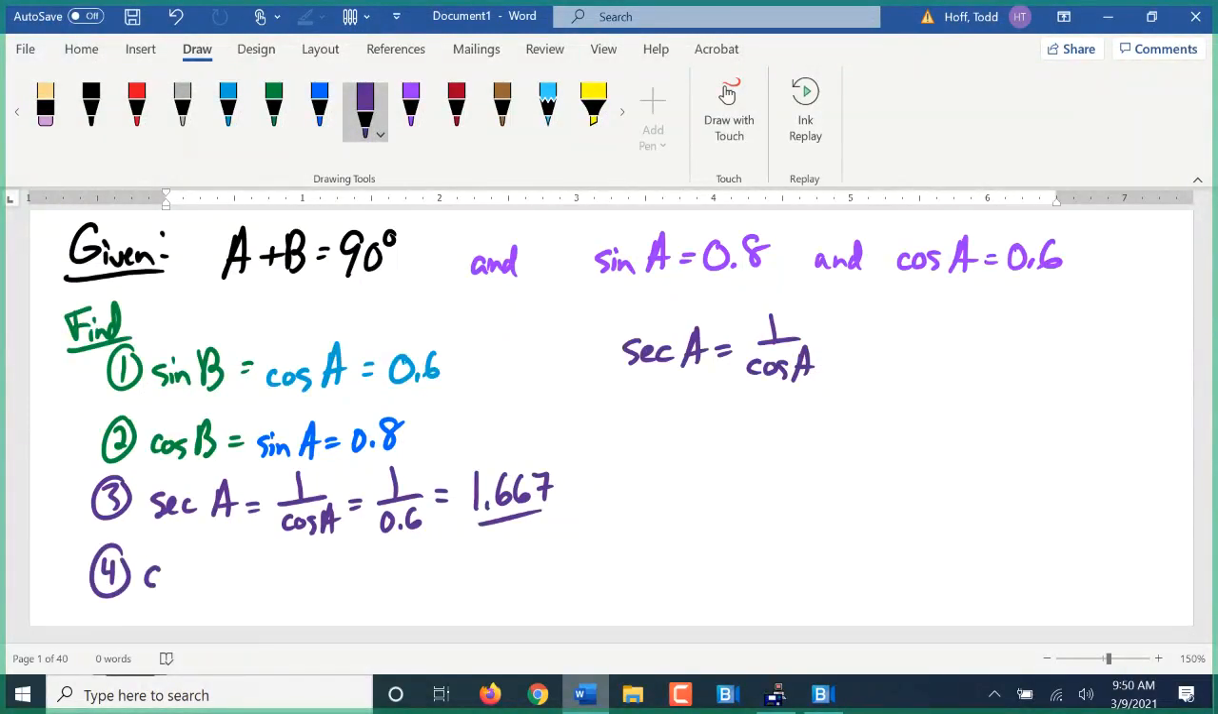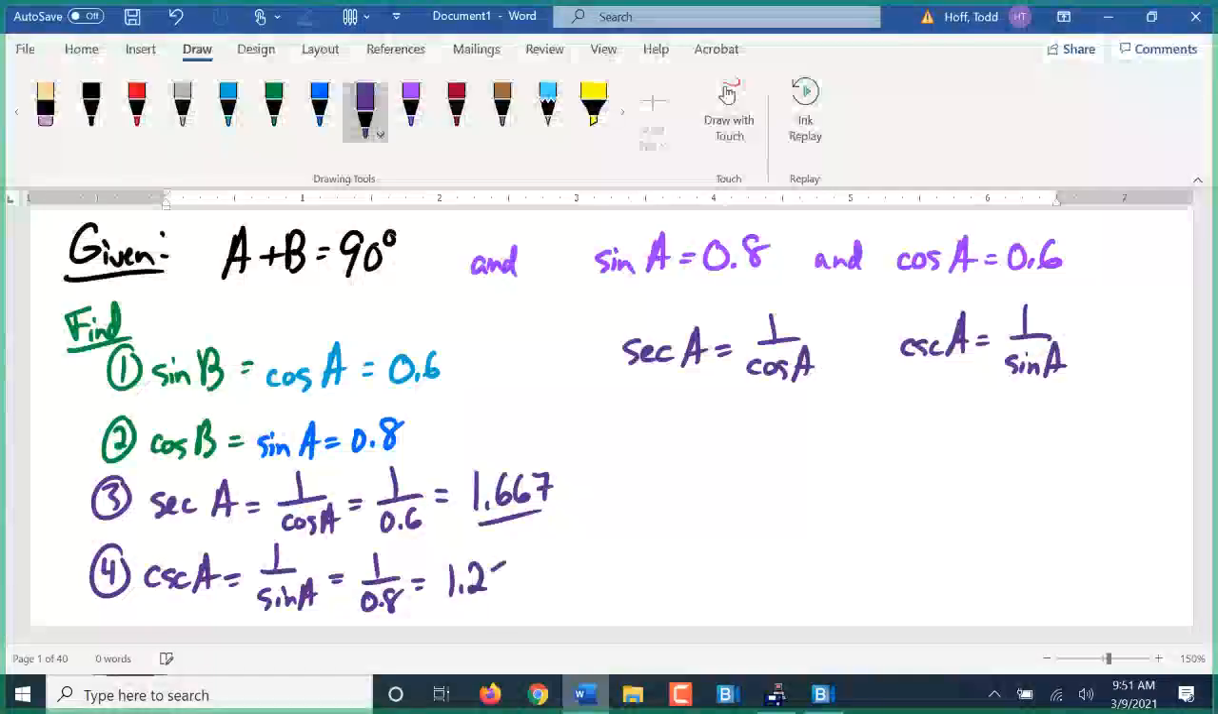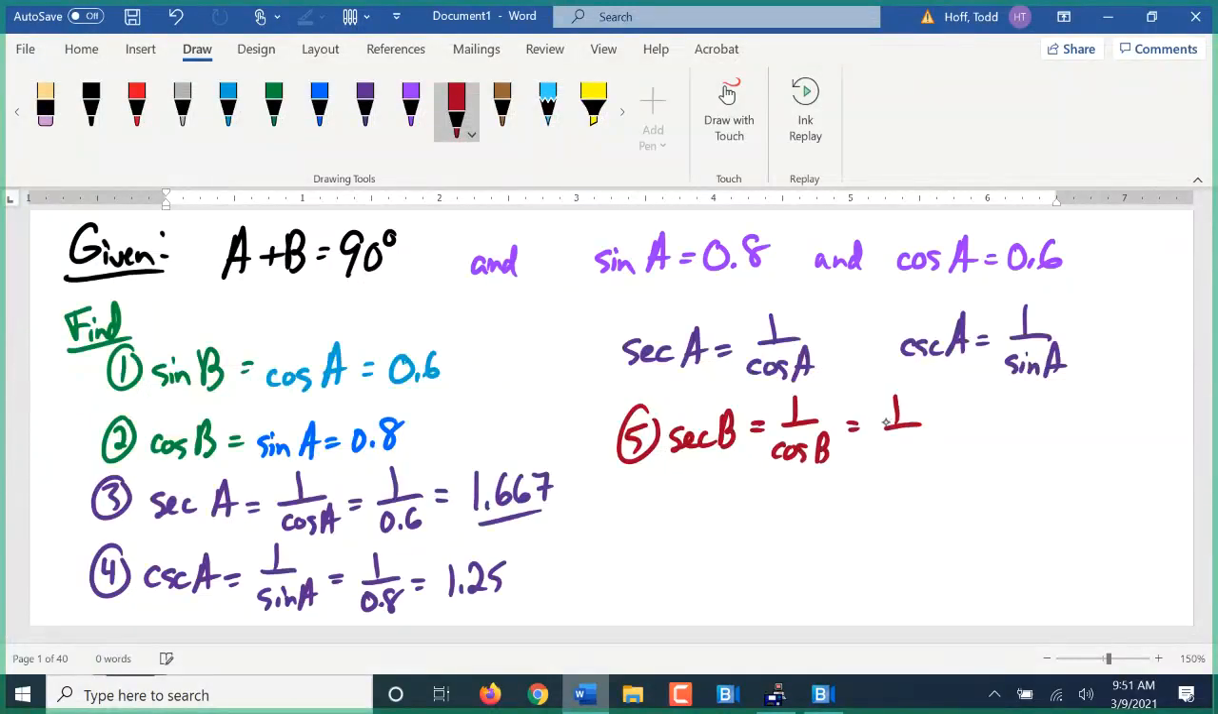Likewise, the cosecant of angle A. Cosecant of an angle is the reciprocal of the sine of that angle. So cosecant of A is 1 over the sine of A, which is 1 over 0.8, or 1.25. Similarly, I can find secant of angle B. Secant of B is 1 over the cosine of B. We found the cosine of B to be 0.8. That's 1.25.